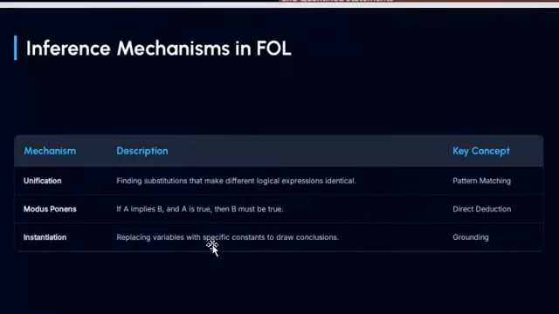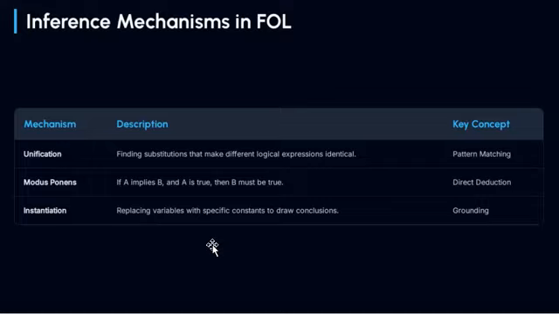In the next slide, the inference mechanisms of FOL are given. Inference mechanisms allow AI systems to derive new knowledge. The first mechanism is unification, which finds the substitution that makes different logical expressions identical. The second one is modus ponens: if A implies B and A is true, then B must be true.